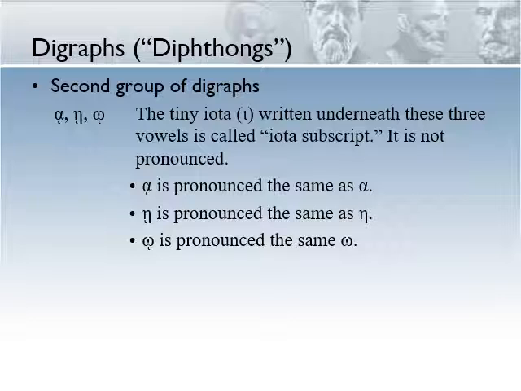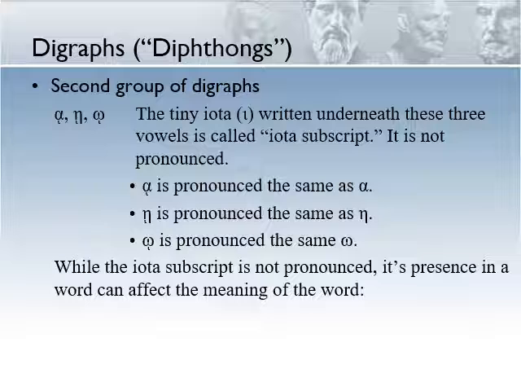So you might be wondering at this point, why even bother with the iota subscript if you don't pronounce it? Well, the answer to that question is simply this. While the iota subscript is not pronounced, its presence in a word can affect the meaning of a word. So when it is there, you must notice it, even though you don't pronounce it. Kind of like some of the silent letters we have in English. They are an important part of the word for determining their meaning, even though we don't pronounce them. So let me give you some examples.